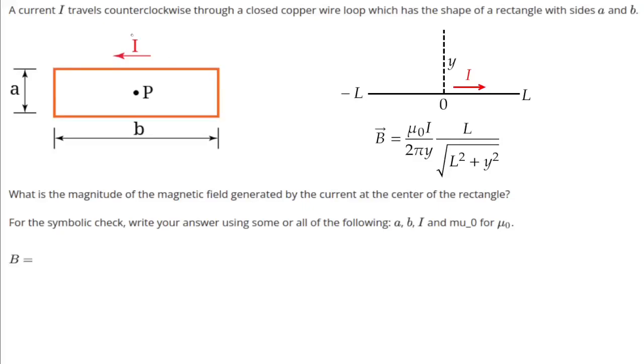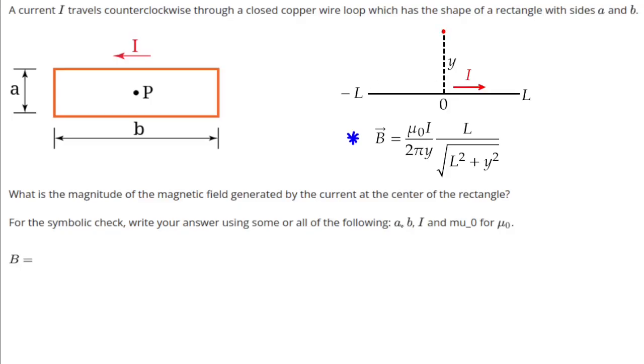A current I travels counterclockwise through a copper wire loop, which has the shape of a rectangle with sides A and B. What is the magnitude of the magnetic field generated by the current at the center of the rectangle? So here we can treat the loop as an assembly of wires of a finite length 2L, and this expression has been derived earlier for such a finite wire to find the magnetic field of the wire at a distance y along the bisector of the line.